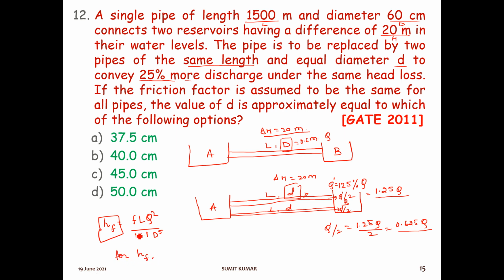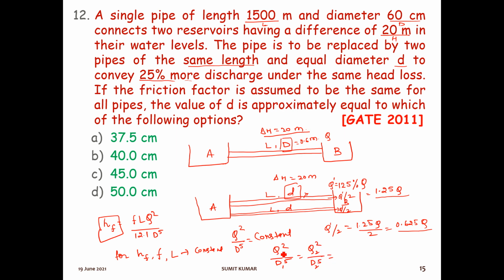The friction factor is the same as mentioned in this question, and the length is also the same. So for hf, f and L to be constant, we can say that Q square by d to the power 5 will be constant. So we can write Q1 square by D1 to the power 5 is equal to Q2 square by D2 to the power 5.